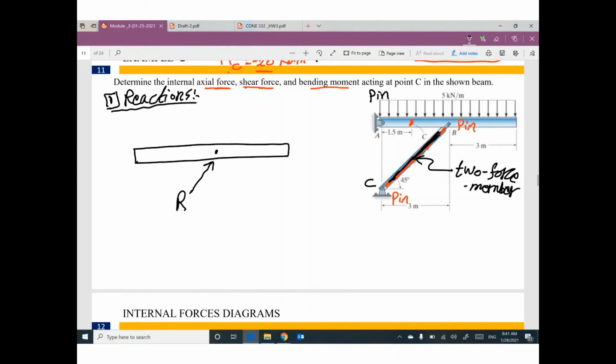But please make sure this member is a two-force member. Make sure that this member is a two-force member first. And then point A, it's a hinge support. We have two reactions, XA and YA. And also we have a uniform distributed load.